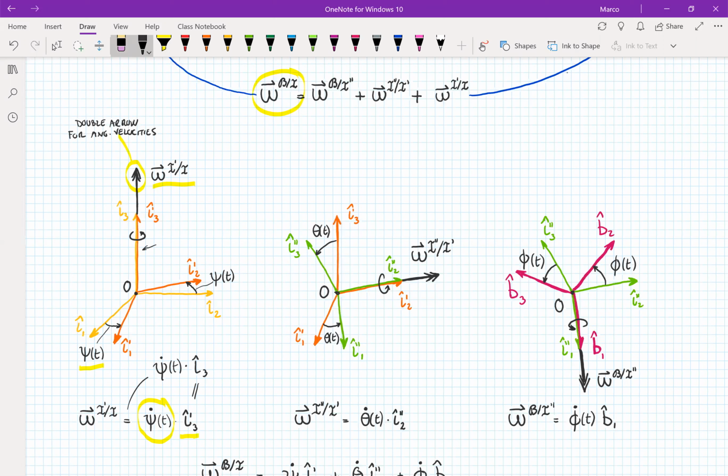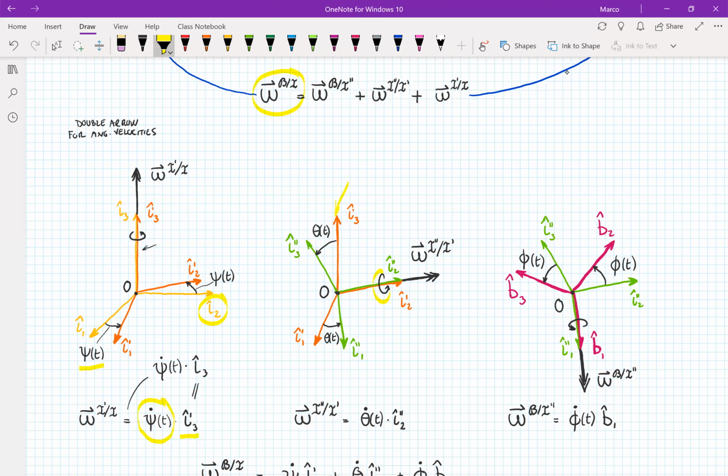Okay, so now let's move on to the second elementary rotation. So now we go from the I prime frame of reference, so from the dark orange versors, to the I double prime reference frame, which is indicated by the green versors. And now the rotation happens about the new y-axis. Why do I say the new y-axis? Because I don't want you to think that the rotation happens about I2.